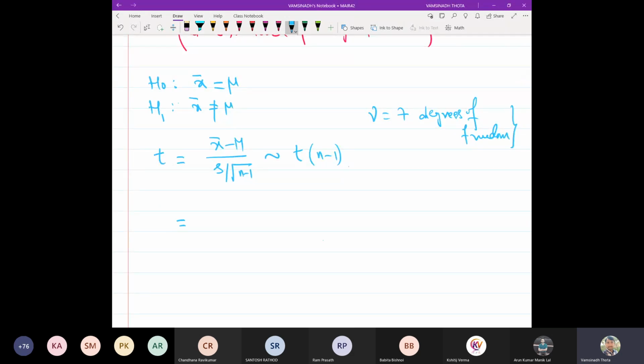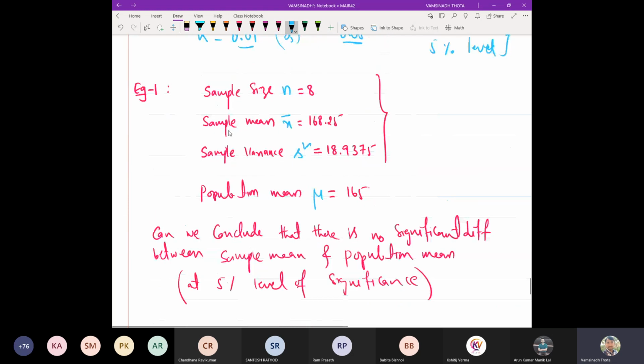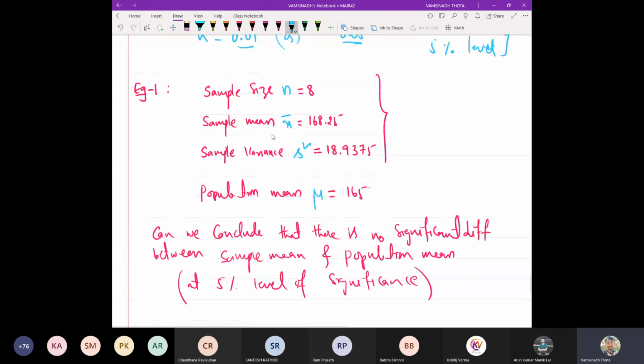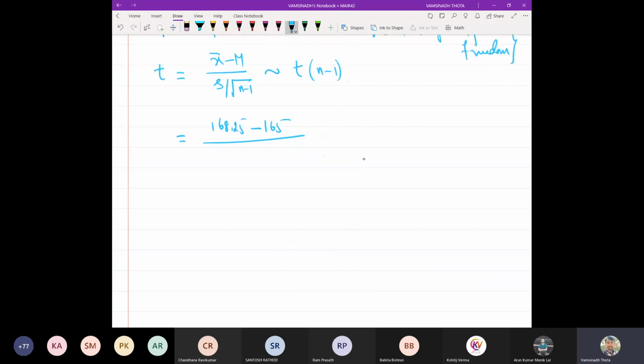So here t is equal to x bar minus mu upon s, where x bar means the sample mean. Sample mean is how much? 168.25. So 168.25 minus 165 upon s. Here s square is given as 18.9375. So it can also be written as square root of 18.9375 upon n minus 1, so that is 7. Please evaluate this value and can you give me the value?